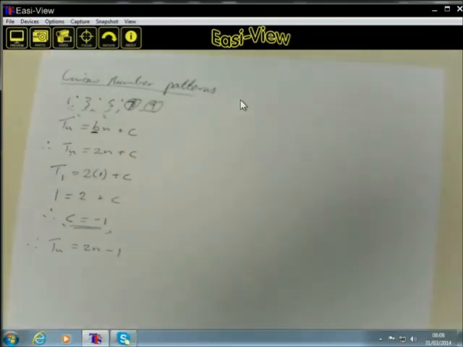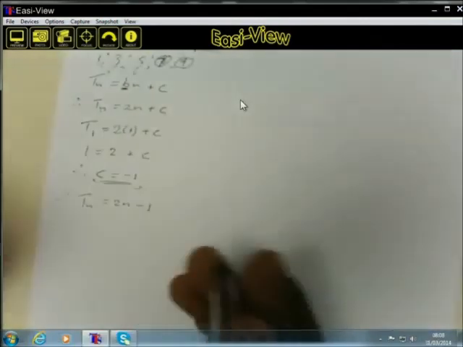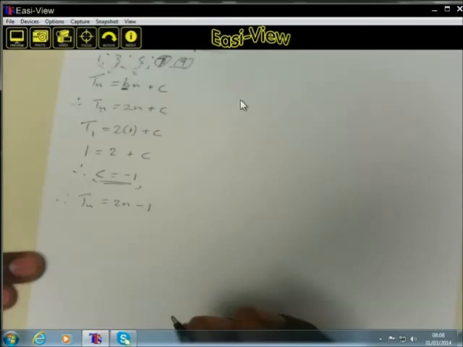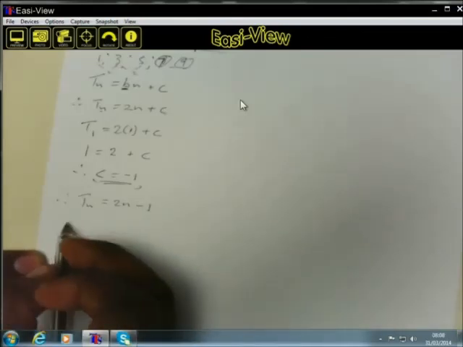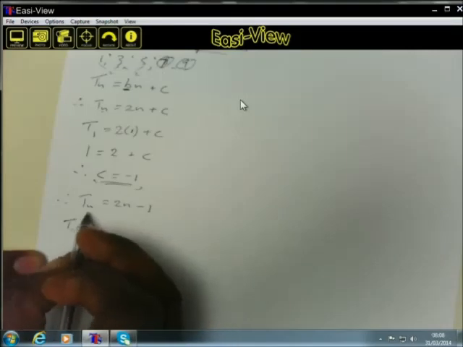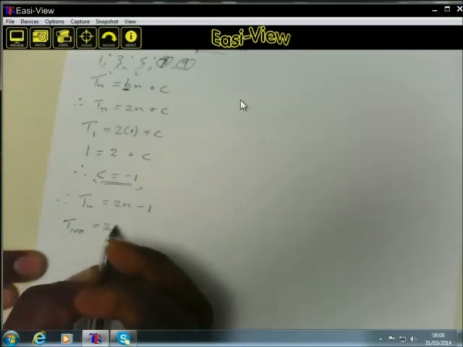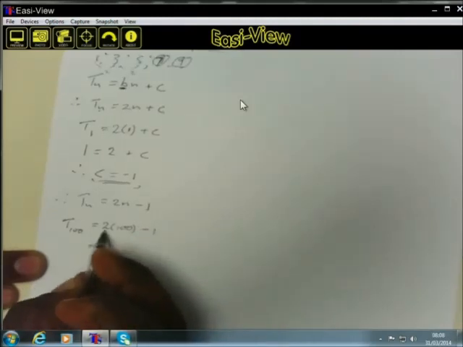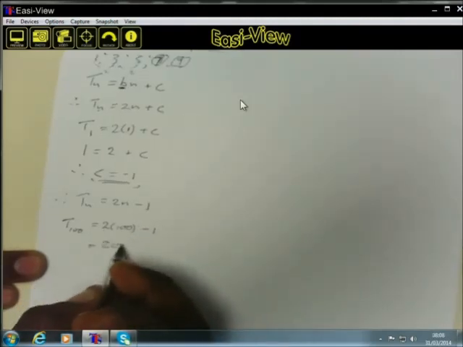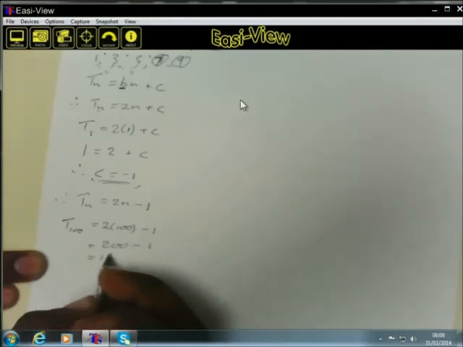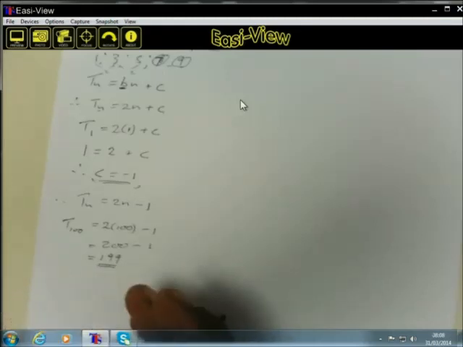Now, this makes it easy for us. For instance, if they say to us, find T100 or term number 100, all that you will do is put 100 in the place of n, and you will have 2 into 100 minus 1, and 2 multiplied by 100 will give us 200 minus 1, and this will give us 199. So this is what we learned in grade 10.